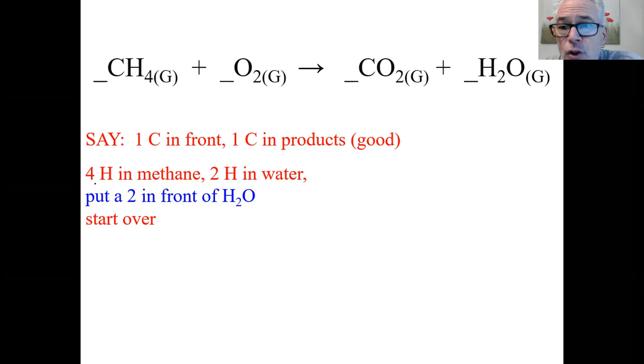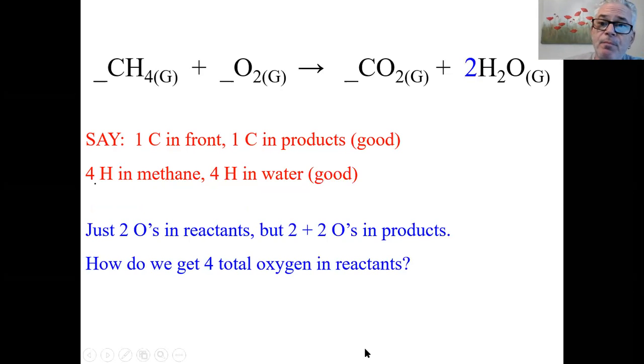We have to put a 2 in front of the water, and then we have to start over. So here we have the 2 in front of the water. Now we're going to start over. Let's say it with me. 1 carbon in the front, 1 carbon in the back. Fine. 4 hydrogens in methane, 4 hydrogens in water. Good. There's just 2 oxygens in the reactant. We always start with just 2 oxygens in the reactant because we have O2.